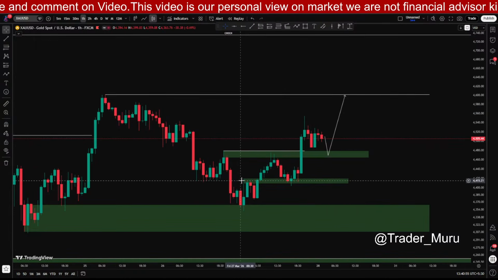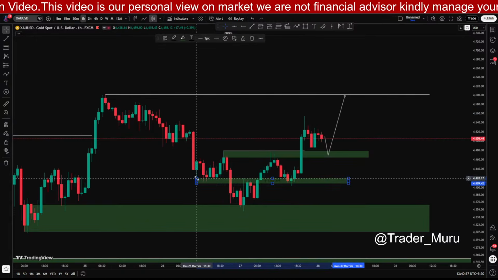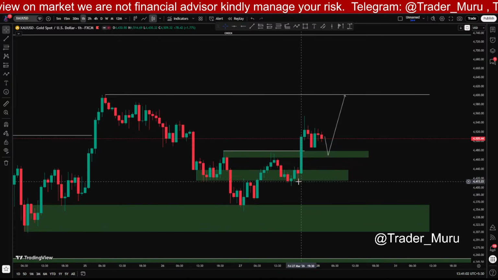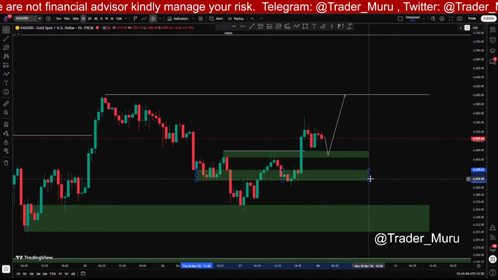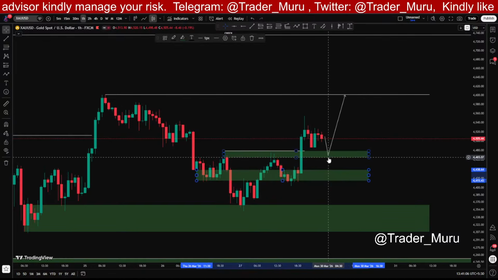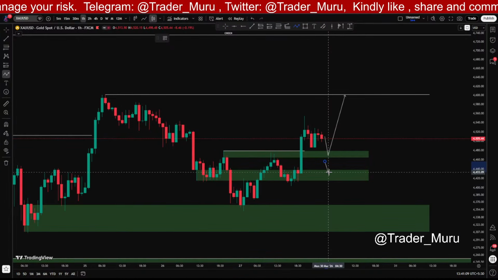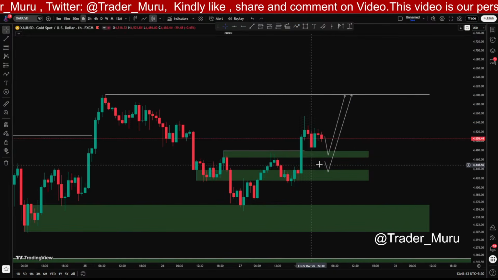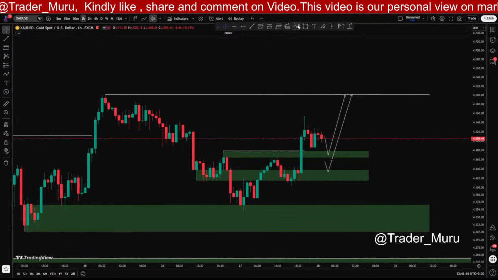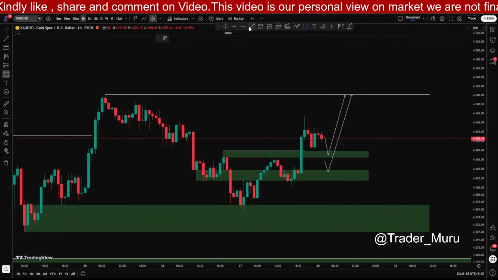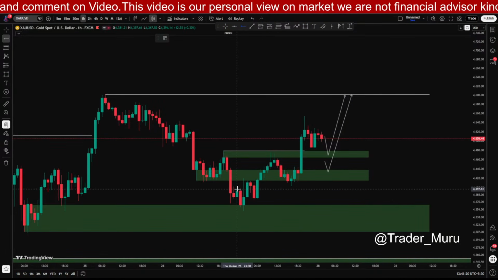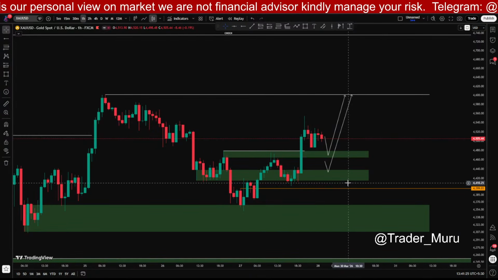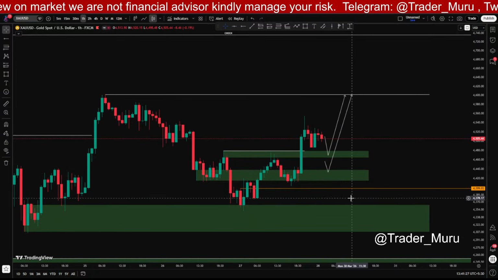Our second POI is the QML area, which is this one, which is aligned with this order block here. So if price breaks below here in the 1-hour time frame, this will be our next buy zone for this move. And even if this area gets broken, what will happen? Price is likely to test the psychological number of 4400 here and again pump. So watch for these three areas.